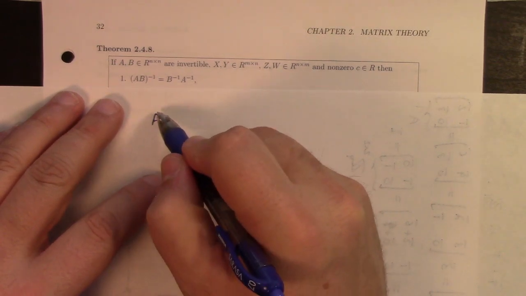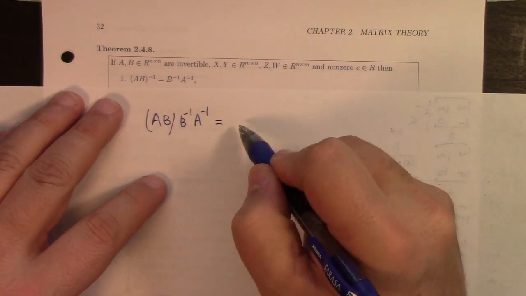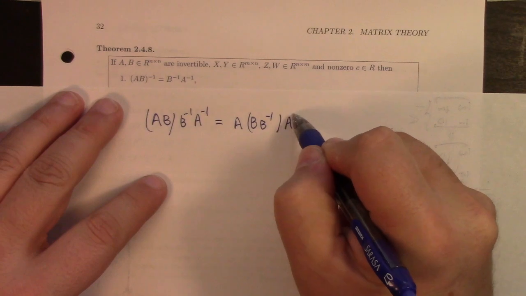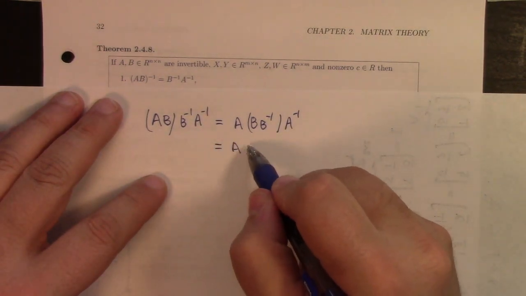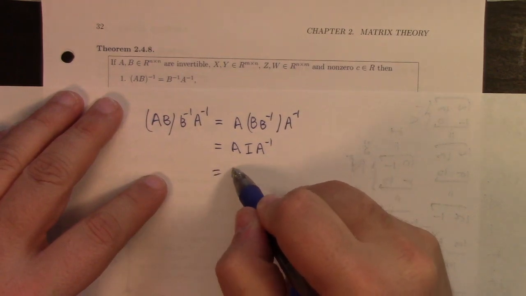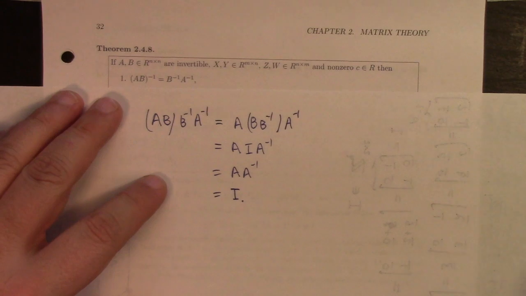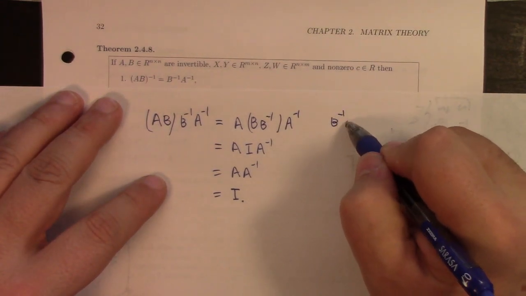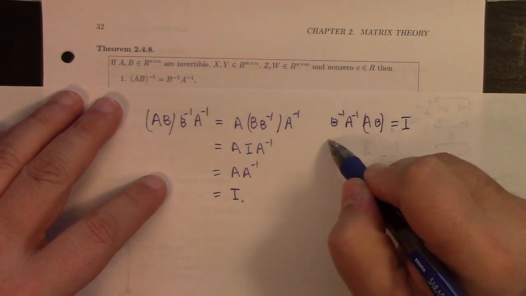AB times B inverse A inverse equals A, B, B inverse, A inverse, using associativity of matrix multiplication. That's A I A inverse, which is A A inverse, which by definition of inverse is I again. And very similarly, you could show that B inverse A inverse times AB is equal to I, likewise.